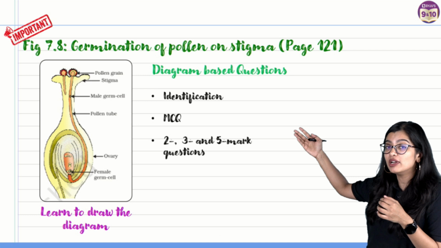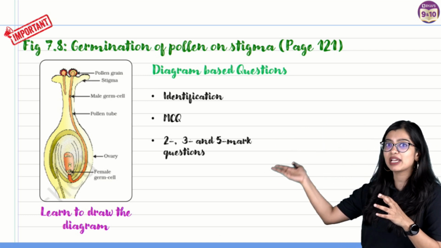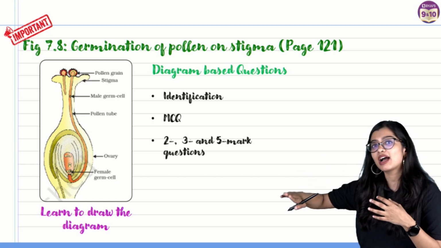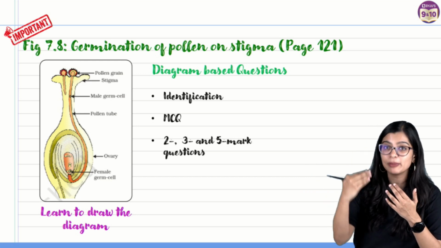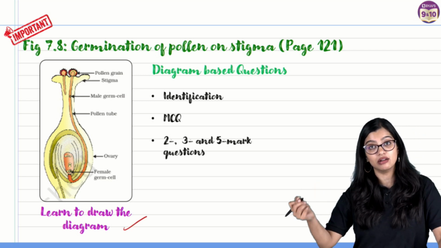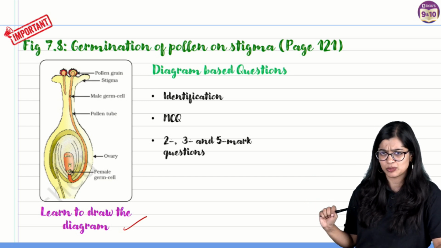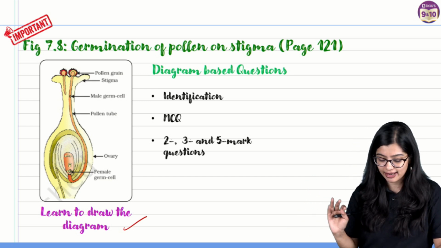And growth of pollen grain is something that we see as an example of chemotropism. So this diagram can come as a question there, or it can come as a question with respect to germination of pollen on the stigma. Now again, it would be better that you learn how to draw the diagram, because we have seen in some instances where this diagram has been asked. So learn to draw the diagram for this.